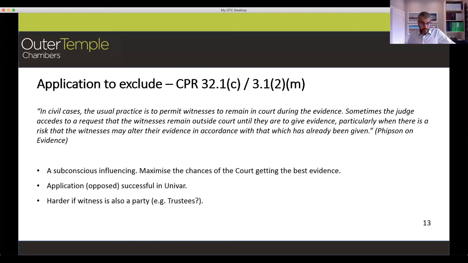The application was opposed in Univar, but Mr. Justice Trower was happy to grant it. And I think post-FSHC, it really is one that should be made if you're in a position of opposing an application for rectification.